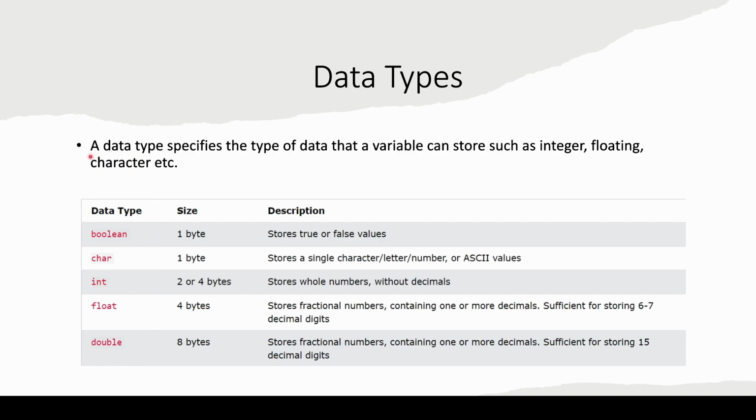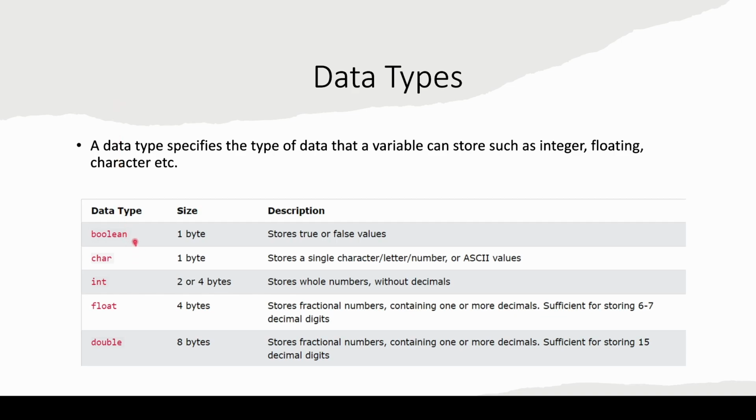The definition of a data type is that it specifies the type of data that a variable can store, such as integer, floating point, and character. It means that, let's assume x is a variable and it stores the data 40. So 40 is an integer, so it is of type int, and x is a variable. So x stores the data 40.